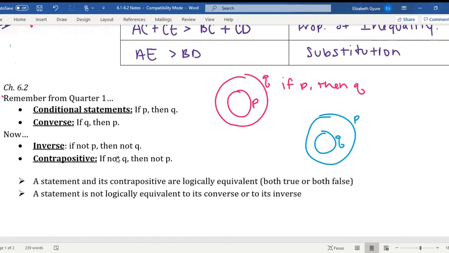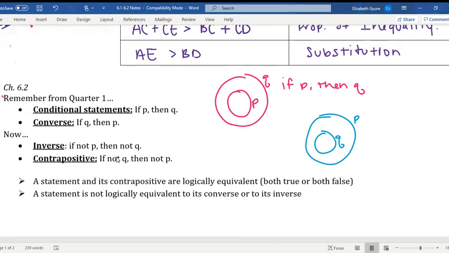So let's say I said, if a student is a runner, then they are an athlete. That would be a conditional statement. If P, then Q. The inverse of that, you take it and you negate it. If a student is not a runner, then they are not an athlete. Now, is that necessarily true? If a student is not a runner, does that automatically make them not an athlete? No, maybe they're on the football team, maybe they're on the swim team, maybe there's something else. So just because a conditional statement is true does not mean its inverse is.